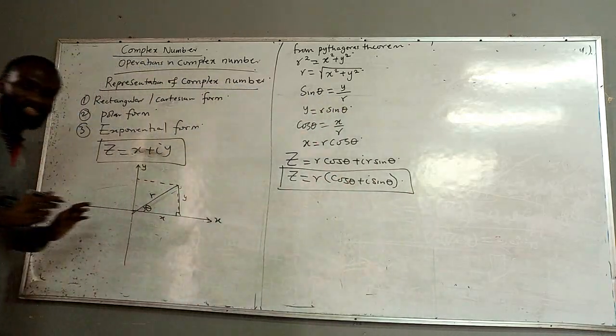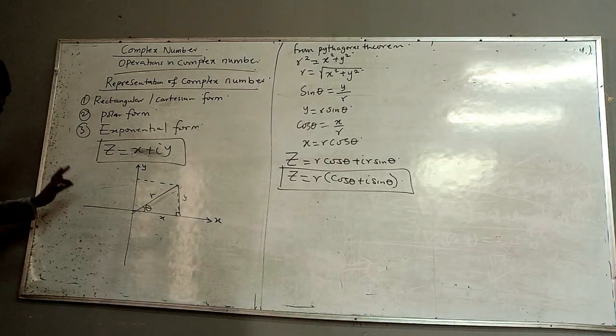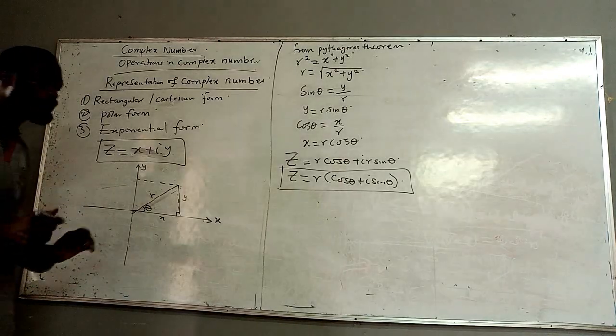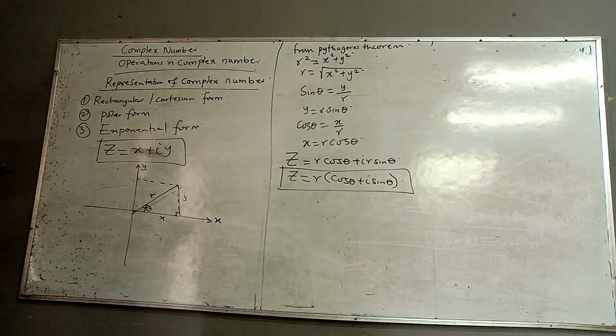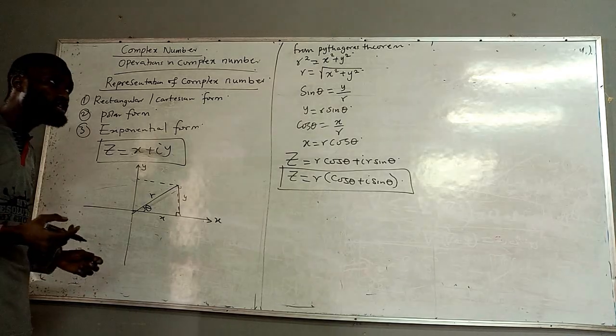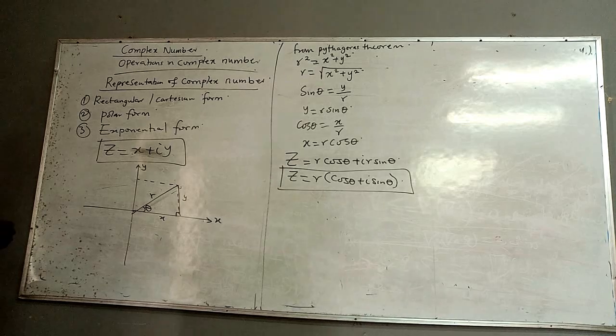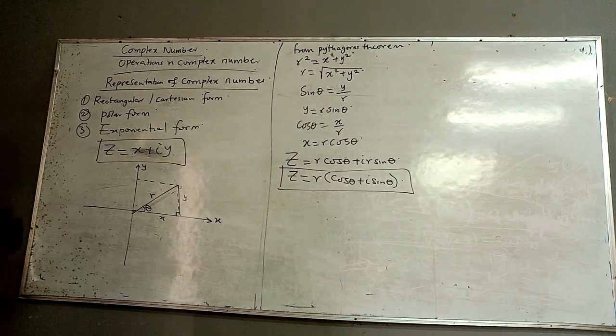Look at the way we prove it. We move from the rectangular form to the polar form. Very simple to prove. It means when you are given a question in rectangular form, you can easily convert it to polar form. Now let's look at the third form, which is what?